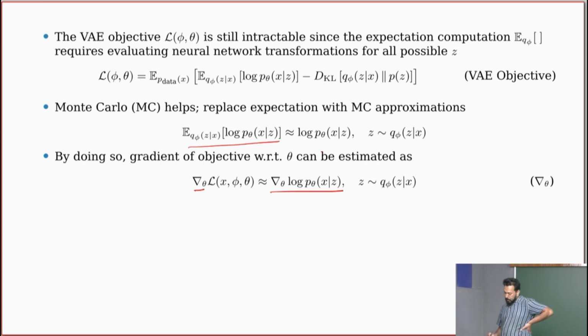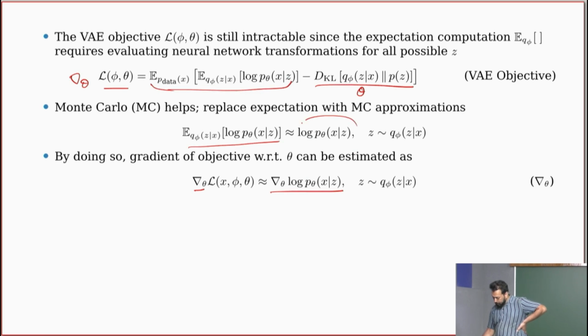If I look only at theta, then it seems like there is no theta dependence in the second term, so I am ignoring it completely. If I have to take the gradient with respect to theta, then only the first part of the term is needed, and within that, after Monte Carlo estimation, I just do grad theta of log p_theta(x given z). This is how we get the gradient with respect to theta of L. We needed two gradients because there are two parameters in the loss: grad theta and grad phi. Grad phi also appears in the second term.